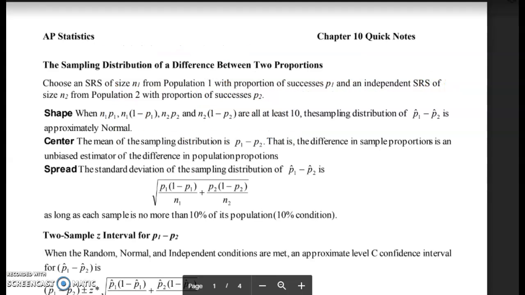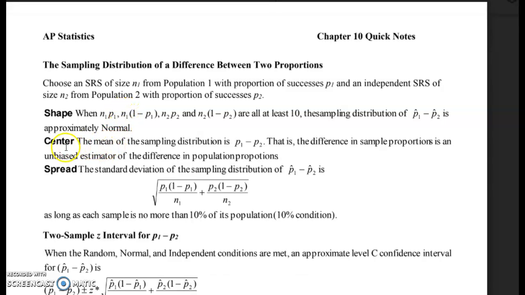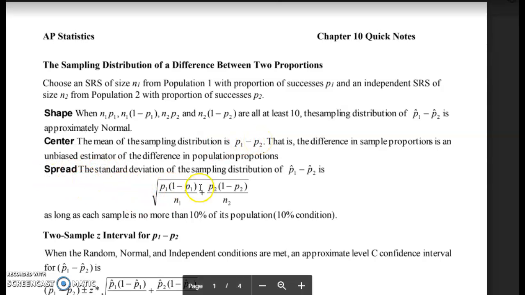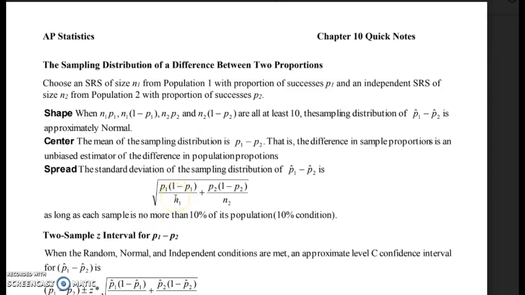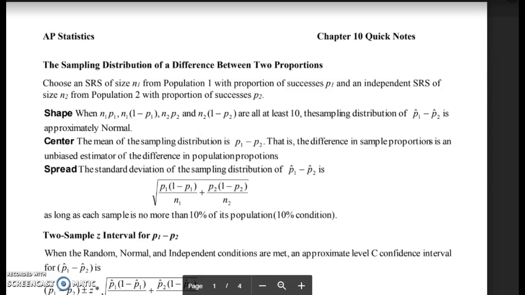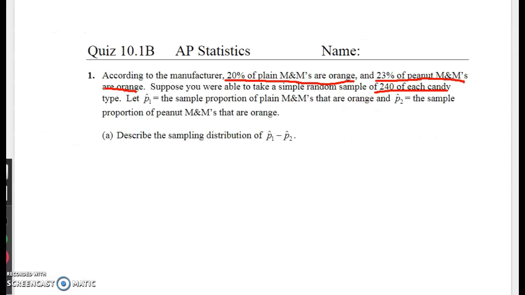I'm going to go back to the notes I posted Sunday morning. In the guided notes, filled in for you in this version, the sampling distribution of two proportions has a shape that is normal when N1P1 and N1Q1 are both at least 10. The center is the difference of the proportions, and the spread, the formula for standard deviation, is the square root of P1Q1 over N1 plus P2Q2 over N2. The formulas are all very similar, even the normal condition. So it's describing a distribution's shape, center, and spread.